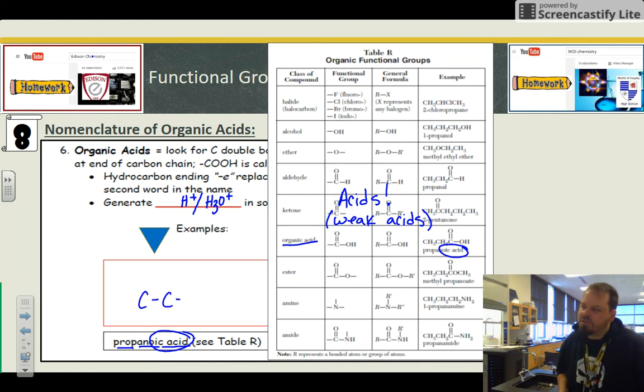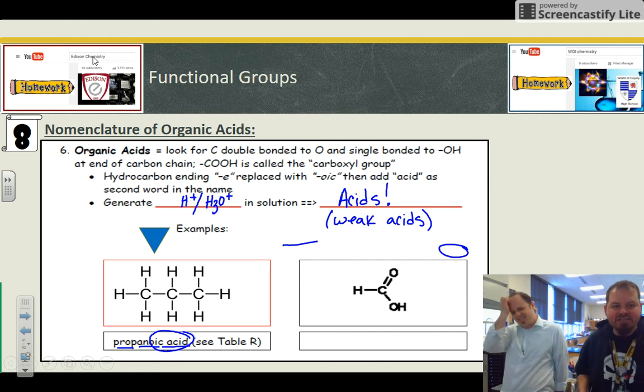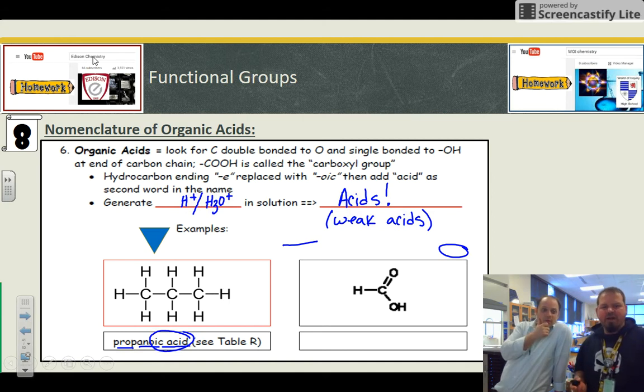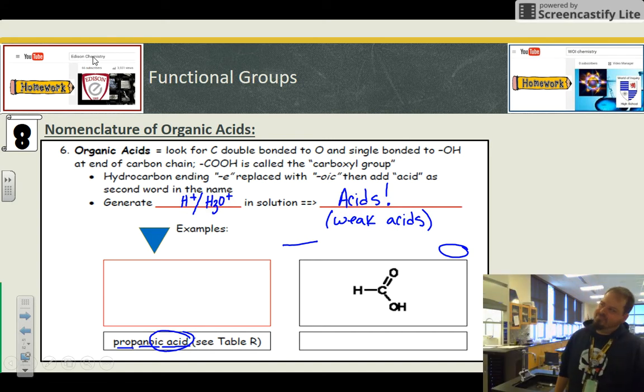Well, what are you doing? Oh, man, I keep forgetting. I like drawing these things. I forget that you got the magic. Yeah, so prop is 3. Oic acid says put a... That's butanoic acid, bro. Yeah, bro. All right, you draw it then. Bro, yes. I want to draw propanoic acid, and I'm going to do it right.